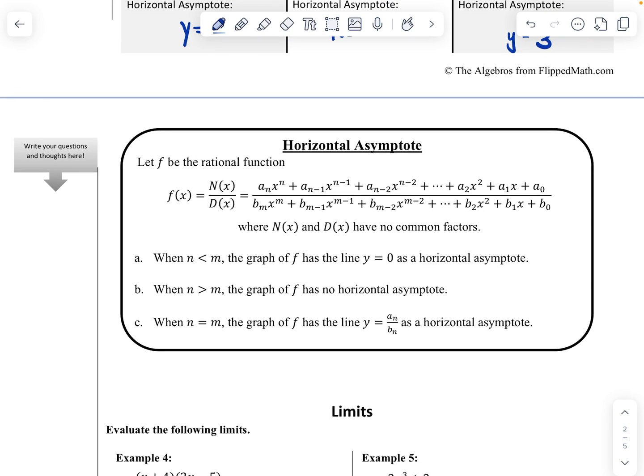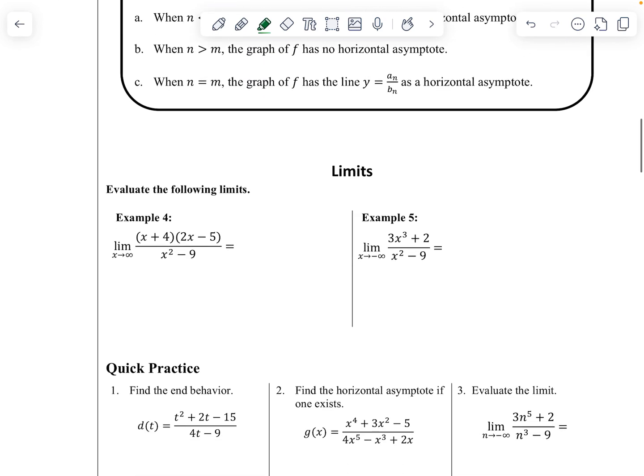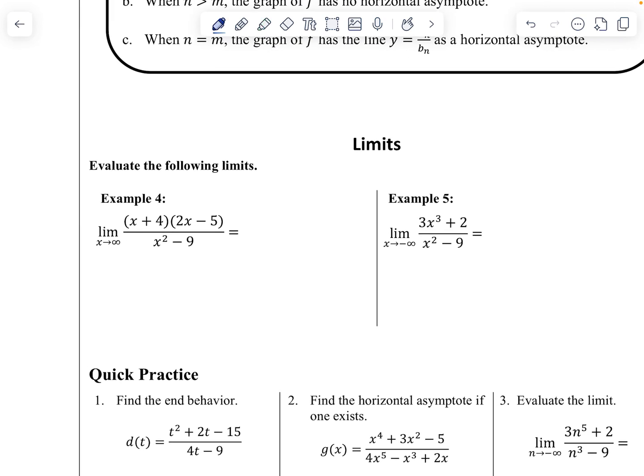So here it is written out. When the numerator degree is less than the denominator degree, n is less than m, it's at y equals 0. When n is greater, there's no horizontal asymptote, and when they're equal, it's those leading coefficients right out front. So let's see if we can figure this out. We do have to multiply this out. If I multiplied this out, I'd have 2x squared over x squared. You'll notice our degrees are the same, so it's going to be at y equals 2.